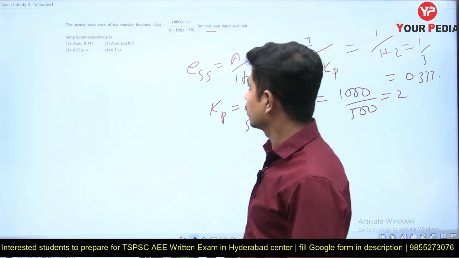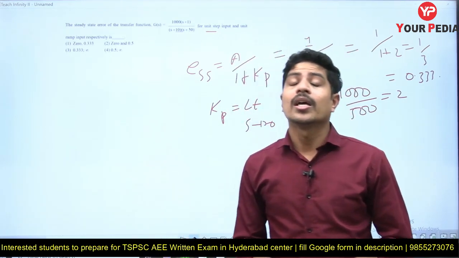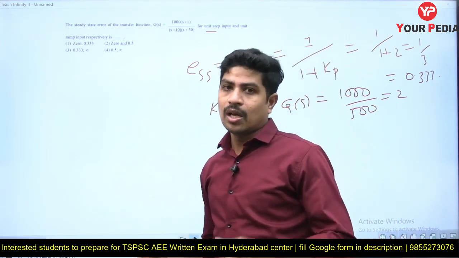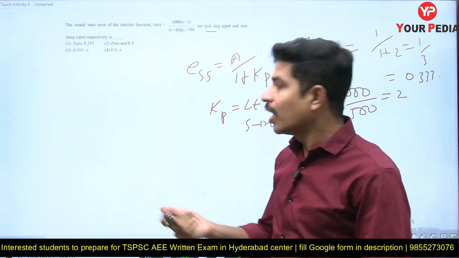Yes, that is done. Next one is for unit ramp input, no need to check. See, if the input is ramp and the system is of type 0, steady state error will be infinite. I'll tell you how it is.